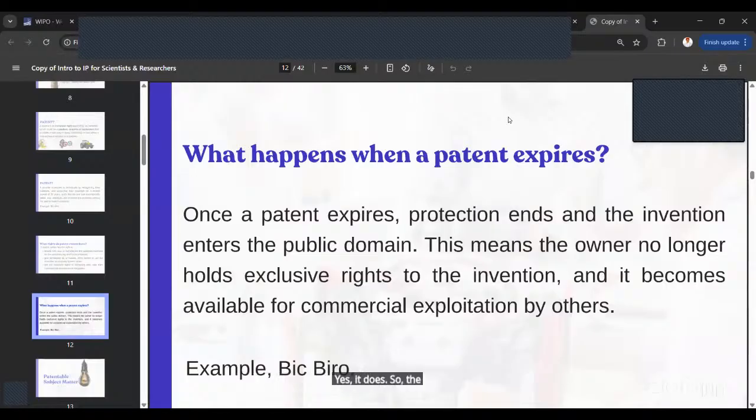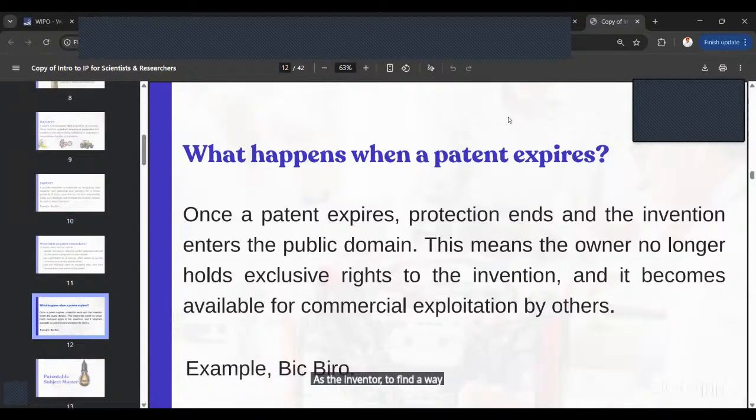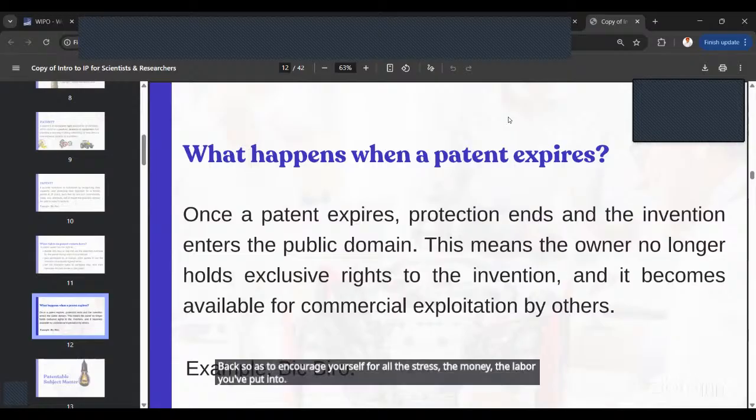So the next thing you want to do now is try to file a patent application. Going to file a patent application, you have to write everything down about that invention. Then you go to the government, give the government the paper, the application, and in return, they give you 20 years. So during that 20 years, it is your responsibility as the inventor to find a way to monetize or commercialize your invention such that you are able to make money back, so as to encourage yourself for all the stress, the money, the labor you've put into working on that invention.